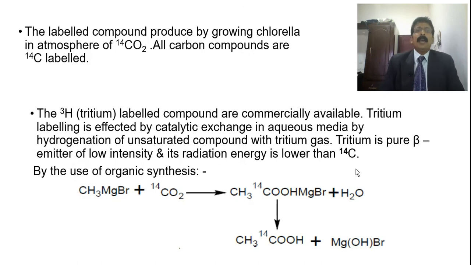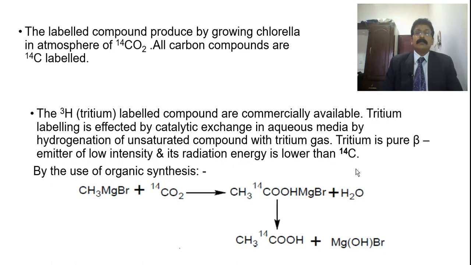Coming to the labeled compound, there are usually many techniques, but here we have taken only carbon. The labeled compound is produced by growing chlorella in an atmosphere of carbon dioxide 14. So the carbon compounds will get labeled with carbon 14. That is, all carbon compounds are carbon 14 labeled when chlorella is grown in an atmosphere of carbon dioxide 14.